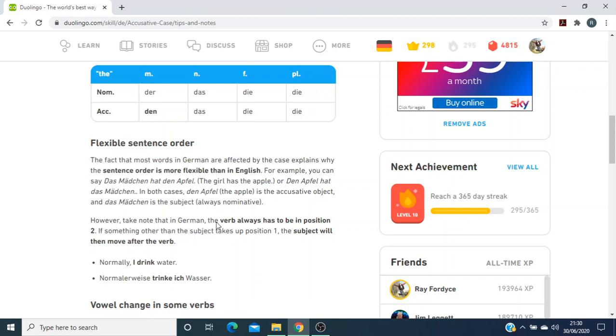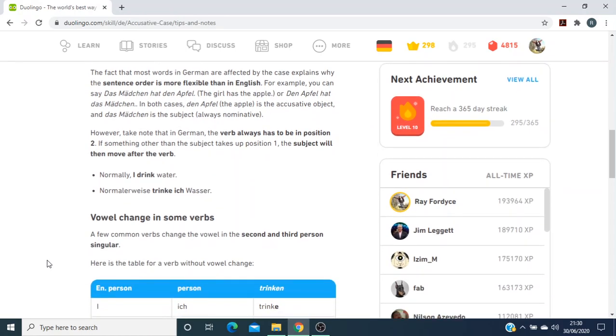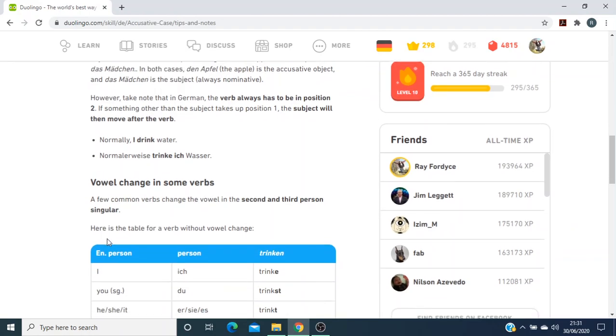However, take note that in German the verb always has to be in position 2. If something other than the subject takes up position 1, the subject will then move after the verb. So this is another big grammar point. In English you would normally say, I drink water. But in German, if you start the sentence with something like an adverb, here normalerweise, normally, then the verb must come next. So, normalerweise trinke ich Wasser. So that's another big grammar point to point out.